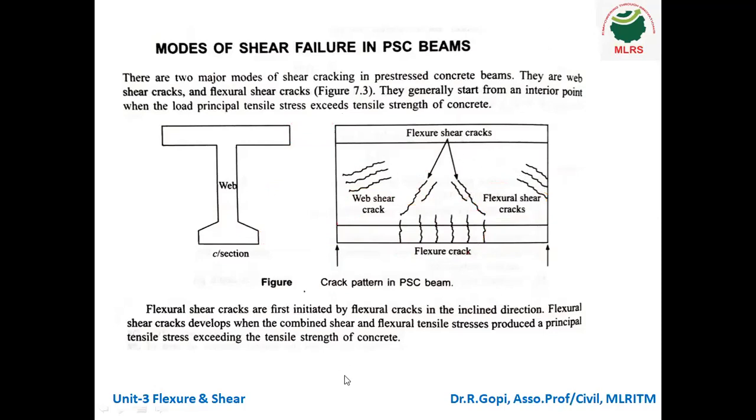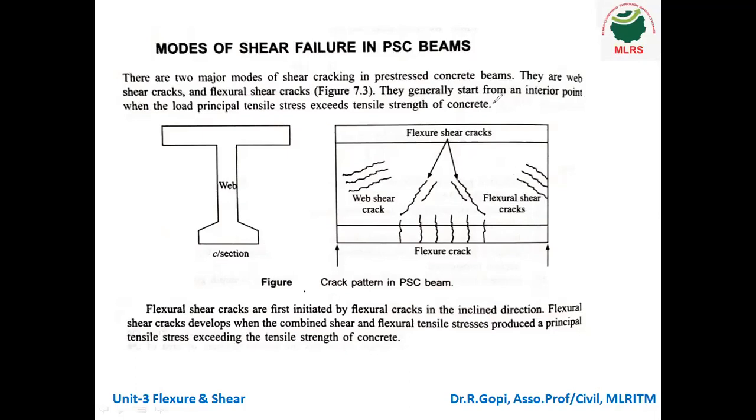There are two major modes of shear cracking in a pre-stressed concrete beam: web shear crack and flexural shear crack, and then flexural crack. Majorly, shear means only web shear and flexural shear. They generally start from an interior point when the principal tensile stress exceeds the tensile strength of concrete.